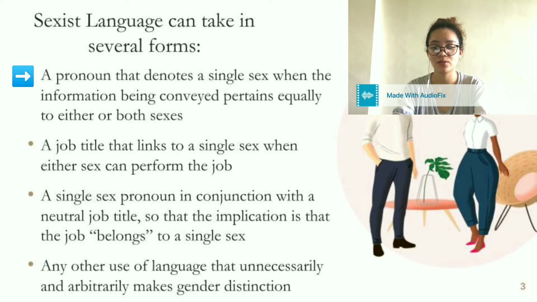A pronoun that denotes a single sex when the information being conveyed pertains equally to either or both sexes. A job title that links to a single sex when either sex can perform the job, for example policeman, fireman, and mailman. A single sex pronoun in conjunction with a neutral job title, so that the implication is that the job belongs to a single sex. Any other use of language that unnecessarily and arbitrarily makes gender distinction.